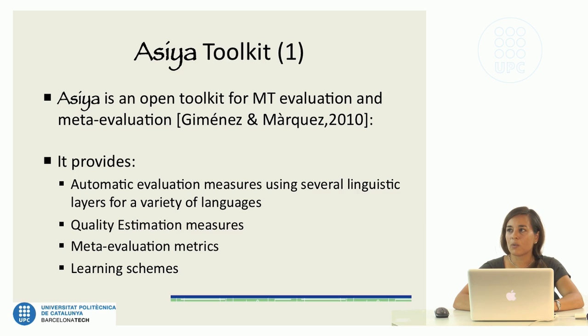So let's see what the Asiya toolkit is. This is an open source command line toolkit. It is the core of the system and provides a calculation of the automatic measures. The most recent development of Asiya contains an extended version of linguistic measures for English and for Spanish, and some other metrics for other languages as well, and quality estimation measures. It also provides some mechanisms to perform some meta-evaluations, so this is the evaluation of the goodness of the measures. And it provides also some learning schemes in order to learn models that learn how to combine different measures.